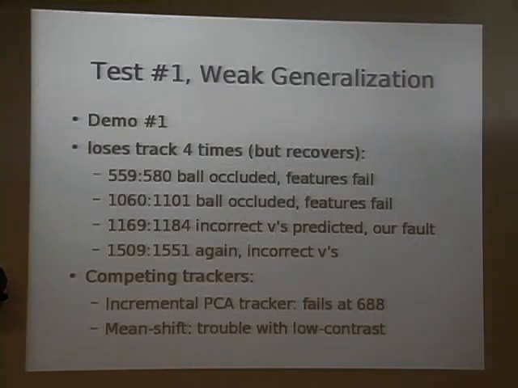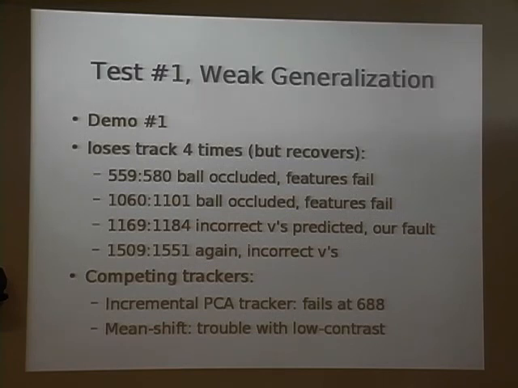In that video, we do lose track of the ball 4 times. Twice it's because the ball is occluded. Simon holds it behind himself, and so it's a legitimate loss of track. And then twice it's because we incorrectly switched features on or off when we shouldn't, and that screwed up our estimation of the state sequence.